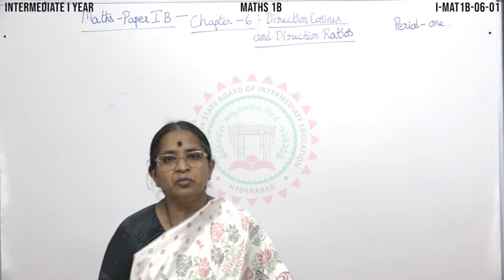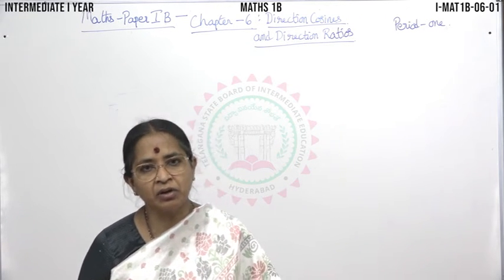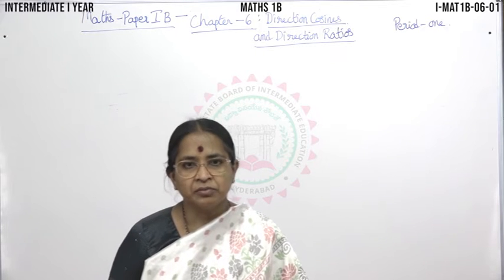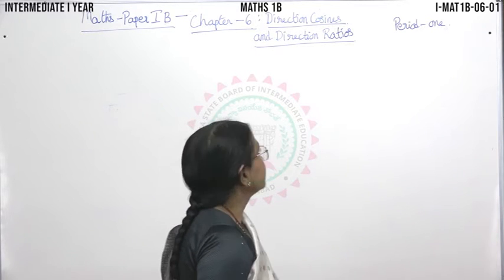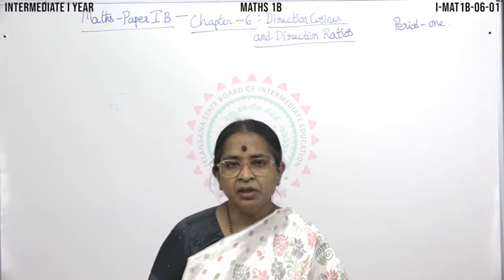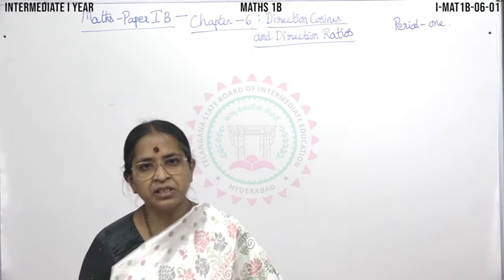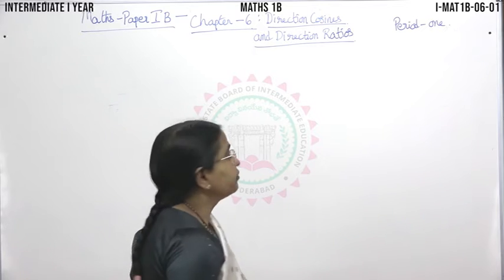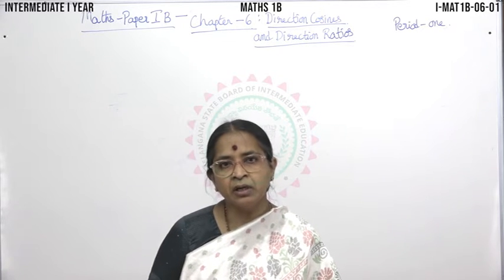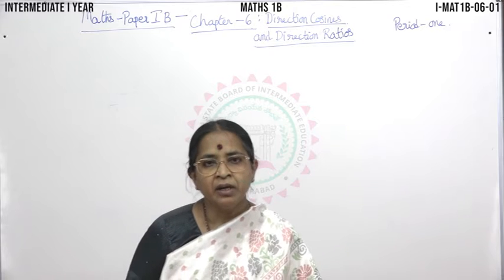Yes. Good morning, children. Today we'll start the new chapter in three-dimensional coordinate system. So it is the sixth chapter, direction cosines and direction ratios. So what are these direction cosines and direction ratios? In the fifth chapter, you have learnt about the three-dimensional coordinate system, how the coordinates are and all. Now we'll see.